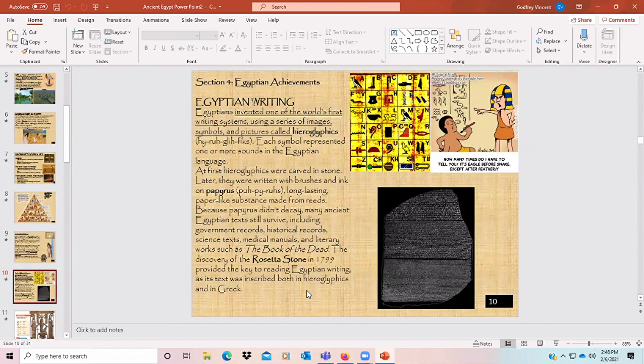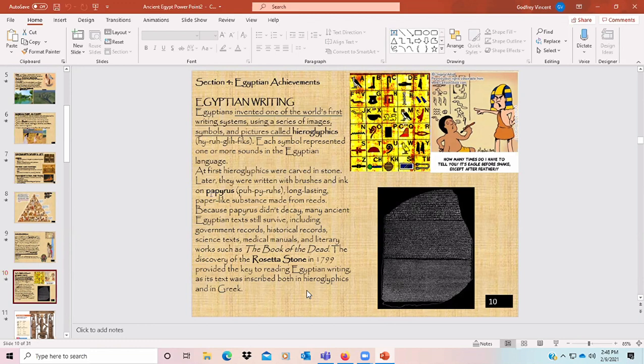Another feature of Egyptian society, of any civilization, is writing. What was the writing in Mesopotamia called? Anyone? What was it called? Cuneiform. Cuneiform, good. So here now we are seeing a different type of writing called hieroglyphics.